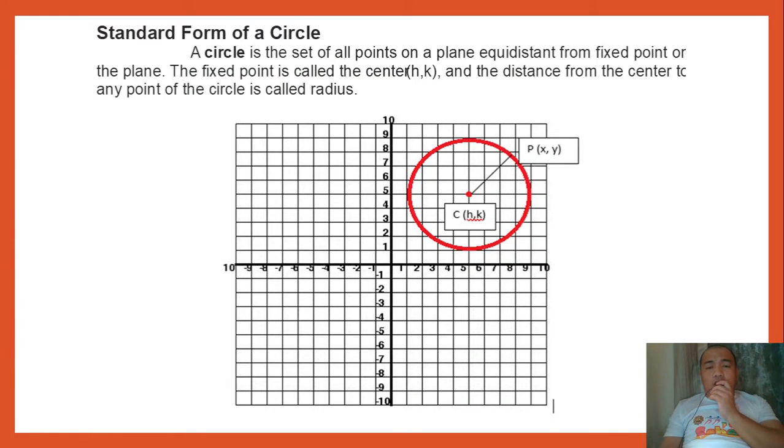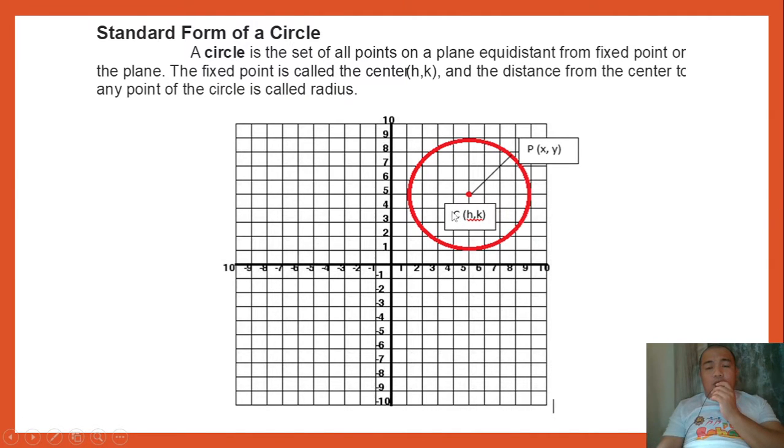So this is now the lesson proper. Standard form of a circle. A circle is a set of all points on a plane equidistant from a fixed point on the plane. The fixed point is called the center, (h, k), and the distance from the center to any point of the circle is called the radius.